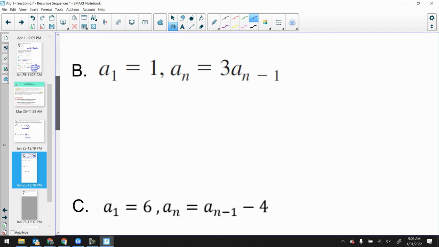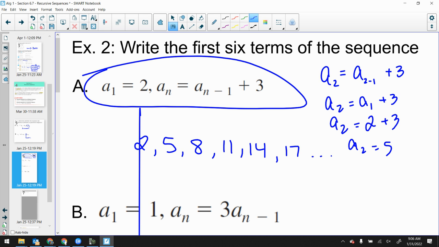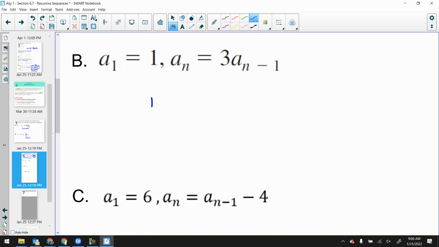All right, so let's build this equation. For example B, is this going to be arithmetic or geometric? Geometric because I see 3 times, right? Where's my starting value? 1. And then I'm just going to multiply by 3 each time. Let's try it again. So 1 times 3 is 3, times 3 is 9, times 3 is 27, times 3 is 81, times 3 is 243.